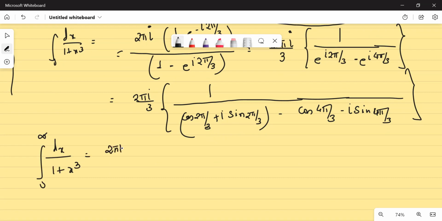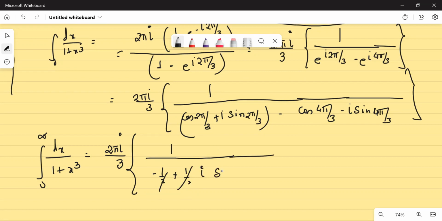This is 2πι upon 3, and this is I think cos 2π/3 minus cos 4π/3. So cos 2π/3 is cos(π minus π/3), which is minus cos π/3, minus half. And cos 4π/3 is cos(π plus π/3), which is again minus half. So minus minus plus, this gets cancelled. You're left with ι. Sine 2π/3 is root 3/2, and sine 4π/3 will be minus, so this will add. So root 3/2.